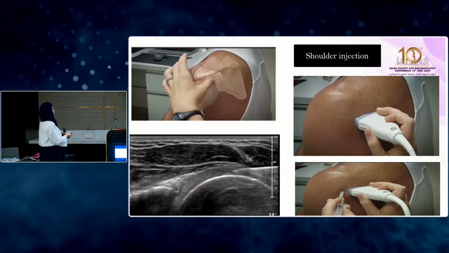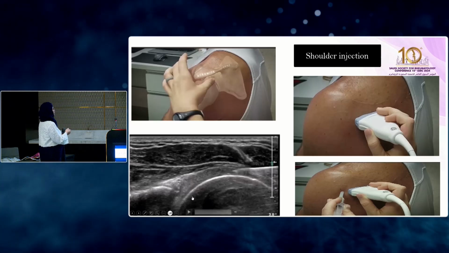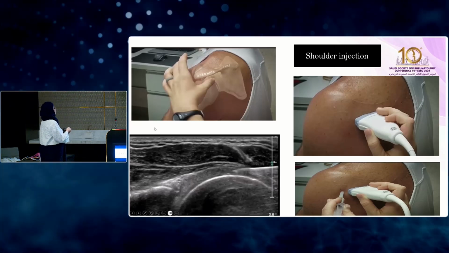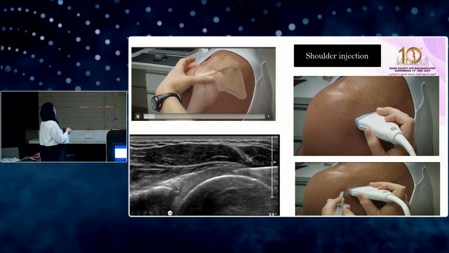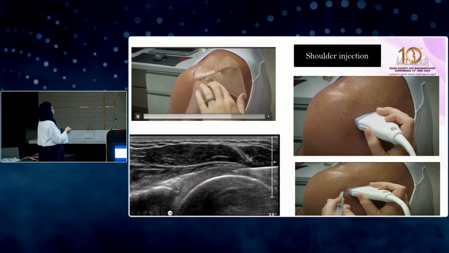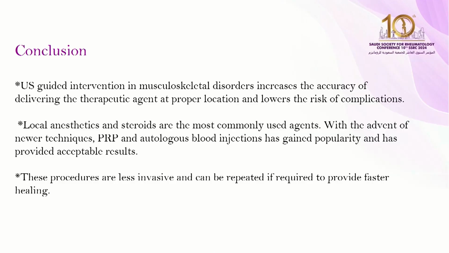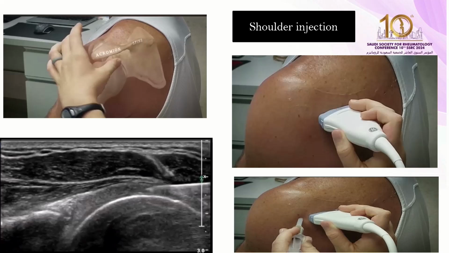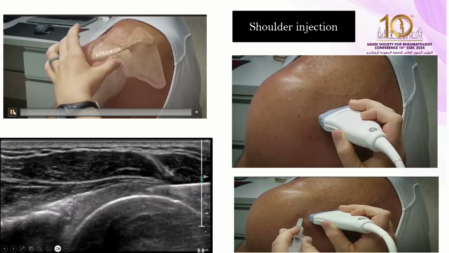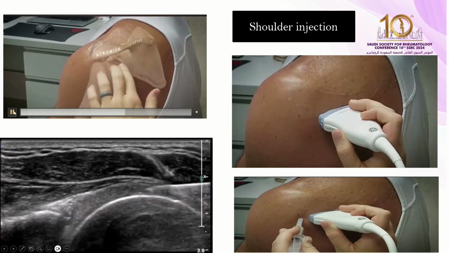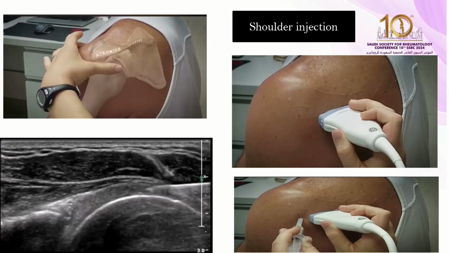And last, just a few hints about the shoulder injection. Can I have the video here? Dr. Youssef already mentioned how to visualize the shoulder joint. This is the spine of the scapula and the acromion, and then you put the probe just beneath or inferior to it, and then you will visualize the shoulder joint. Can I have the second video, please?